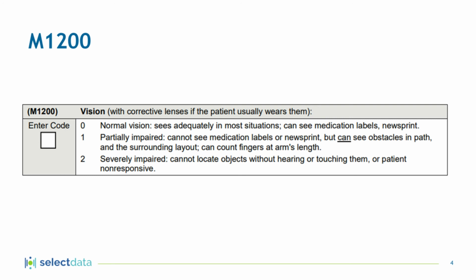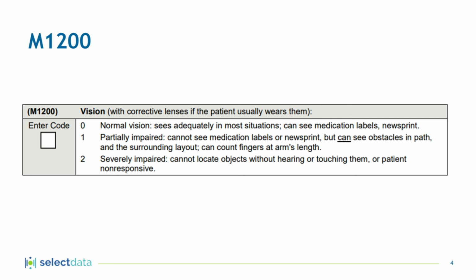A magnifying glass, as might be used to read newsprint, is not an example of corrective lenses. Reading glasses, including grocery store reading glasses, are considered to be corrective lenses. Physical deficits or impairments that limit the patient's ability to use their existing vision in a functional way should be considered. For example, if a physical deficit and/or impairment like limited neck range of motion prevents a patient from seeing objects in his path, affecting safe function in his environment, M1200 should be response 2, severely impaired.